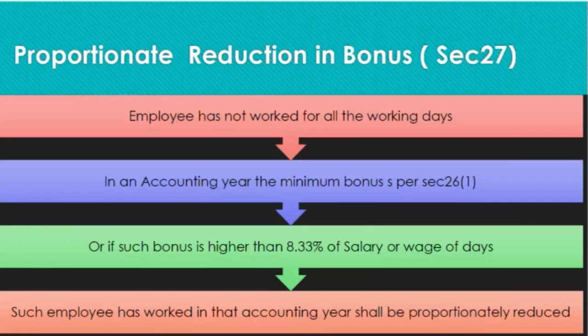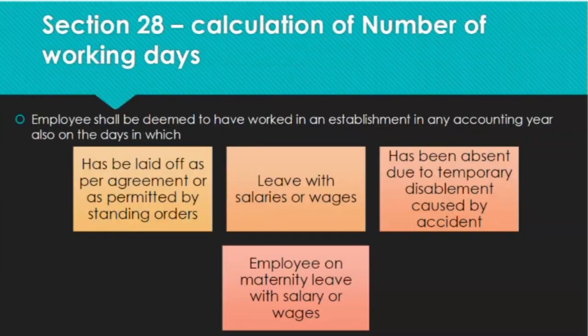If an employee has not worked for all days in the accounting year, the minimum bonus that is payable under section 226(1), or if such higher bonus is payable, higher than 8.33 percent, it will be proportionately reduced.